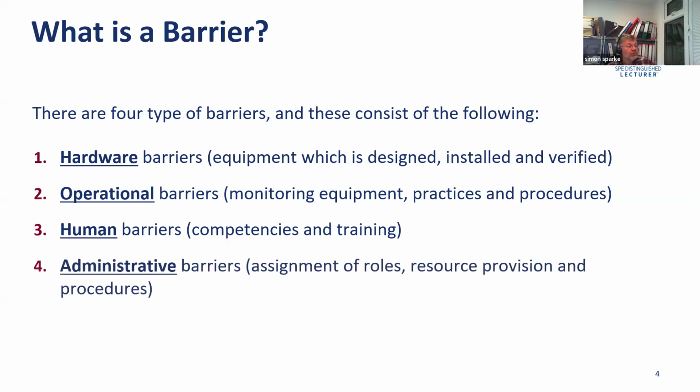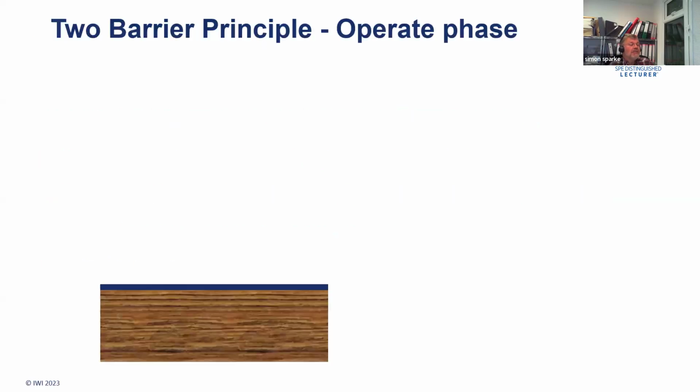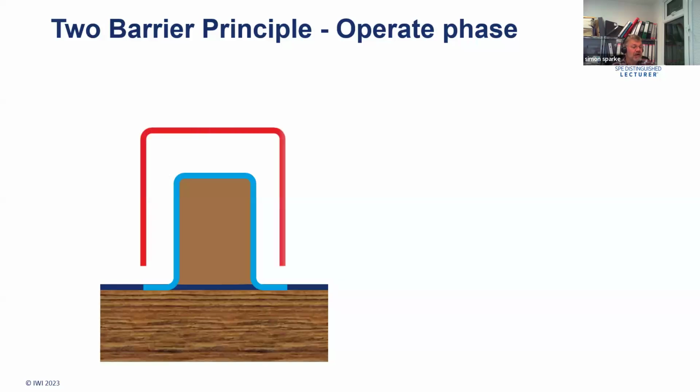And then finally, we have what's called the administrative barriers, the assignment of roles, resources, and the procedures that go with it. So those 4 elements all make up barriers. Now, moving on to that, let's actually talk about what the 2-barrier principle is. So what we have is a primary barrier, and then we have a secondary barrier.